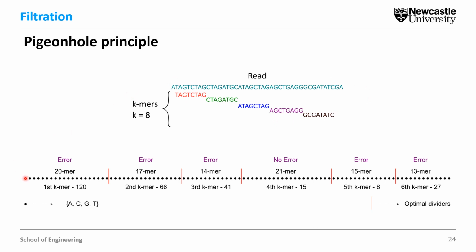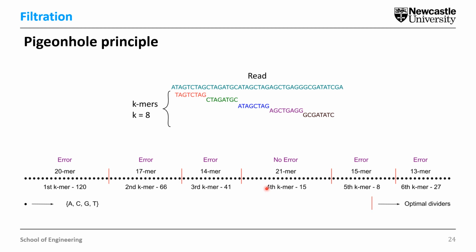Now let us assume that we have a read of length 100 and we allow for an error of 5%, which is 5 errors. The pigeonhole principle states that if we divide this read into n plus 1 sections, that is 6 sections, 6 k-mers, then one of those k-mers is bound to be error free. For example, over here we divide this read into 6 sections, and we can see that except for 5 of them, one of these sections is error free. This is due to the pigeonhole principle.